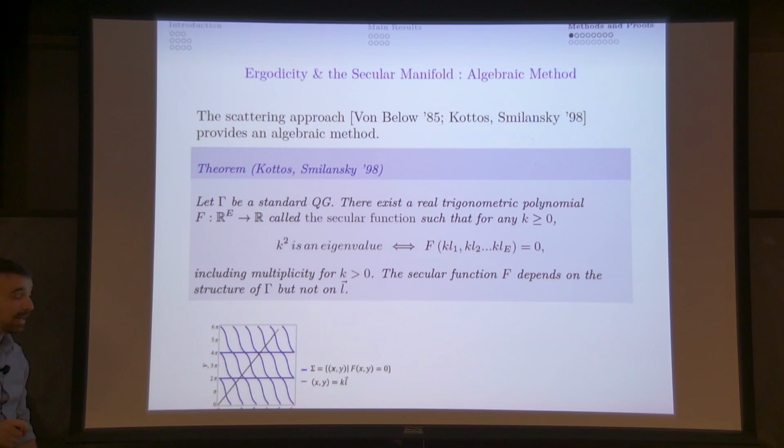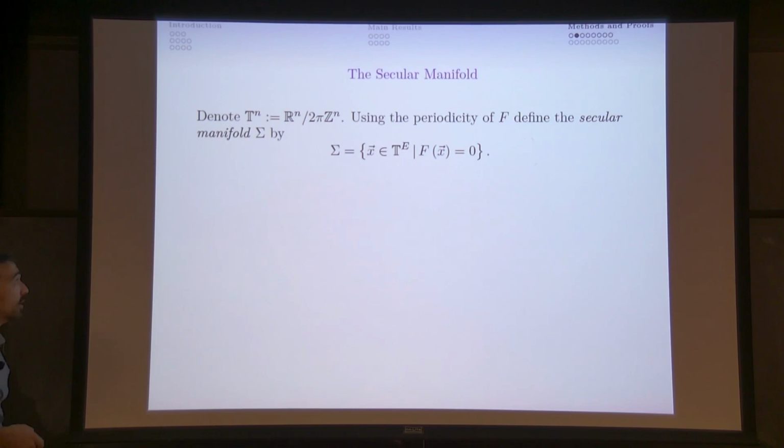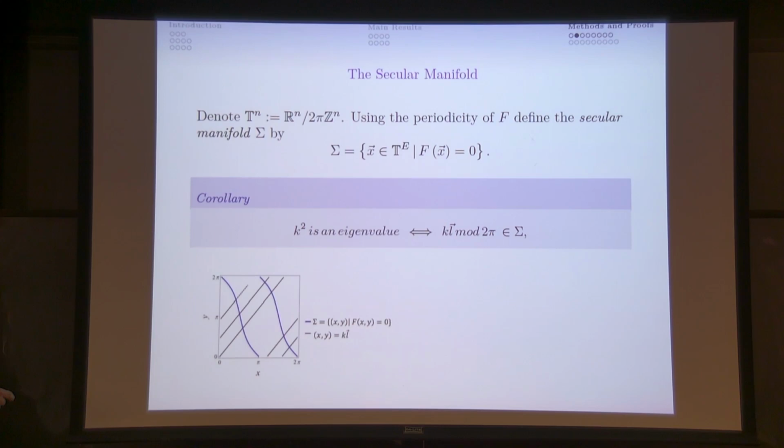Now, we don't like to work with infinite stuff, so we mod out the periodicity. We go to the flat torus, and we define this nice manifold. It's actually an algebraic variety, which is the zero set of this function. And now we say that kL modulo 2π lies in sigma, this variety, if and only if k squared is an eigenvalue. So this variety we call the secular manifold. And we're going to do all of our calculations on the secular manifold.